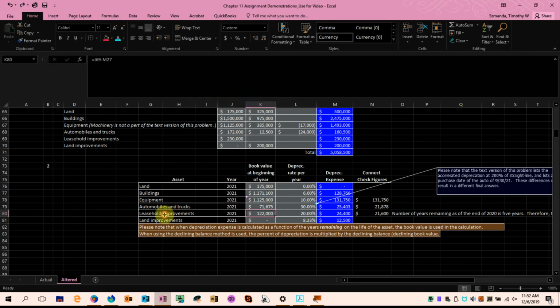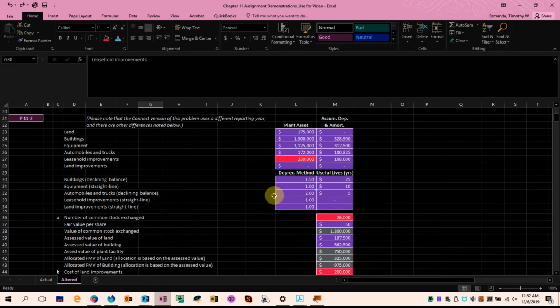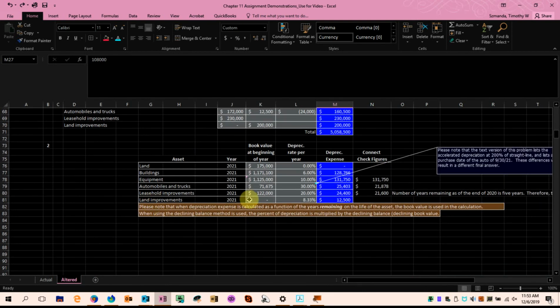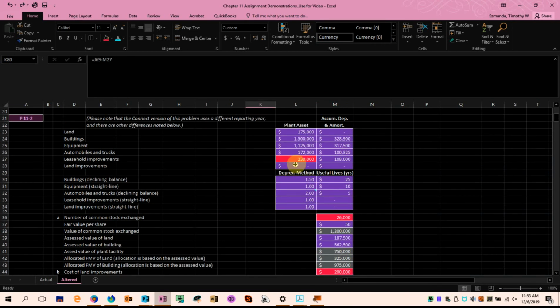Leasehold improvements, nothing interesting here. We started with a balance of $230 using my altered data, and then we had accumulated depreciation. Normally we wouldn't have to net these two together as our starting point when we're using straight line. However, in this case, for leasehold improvements, you'll notice that, and the 122 is just the difference between 230 and 108, cost less accumulated depreciation using my altered data.